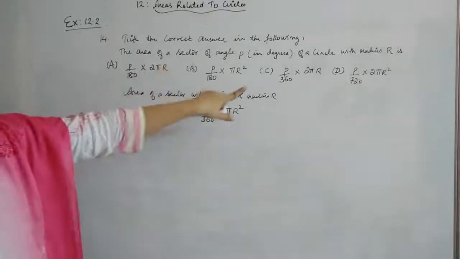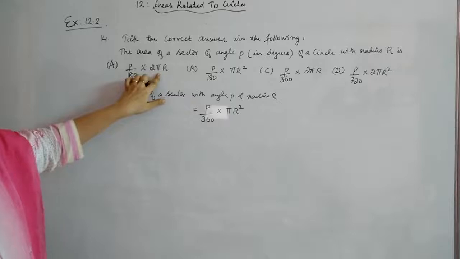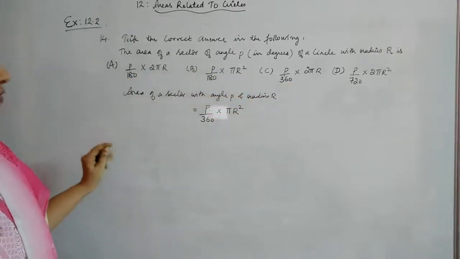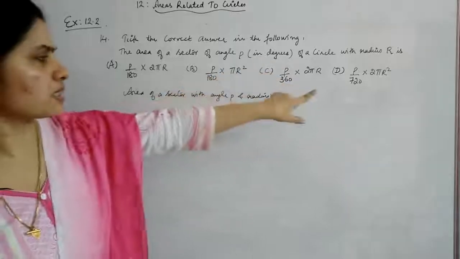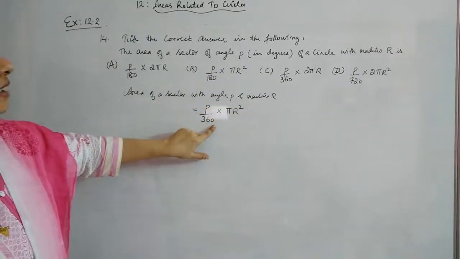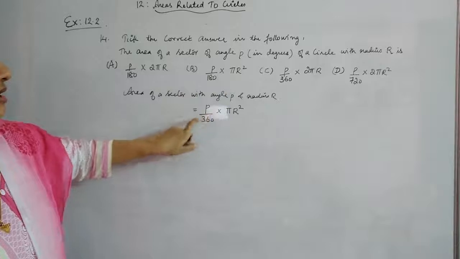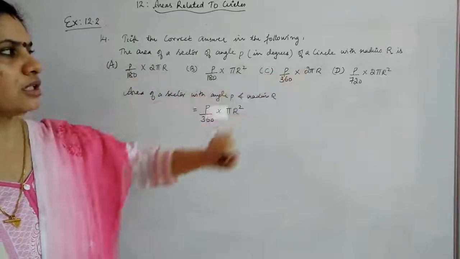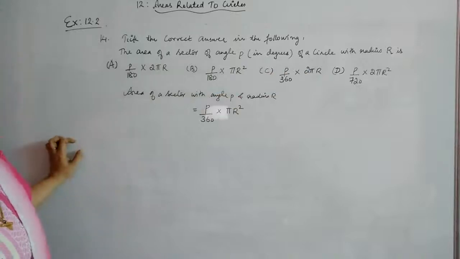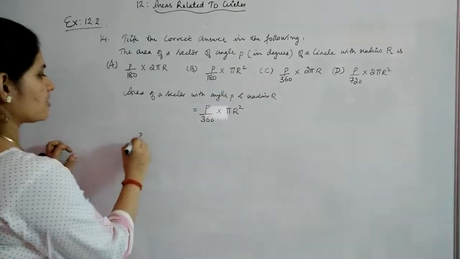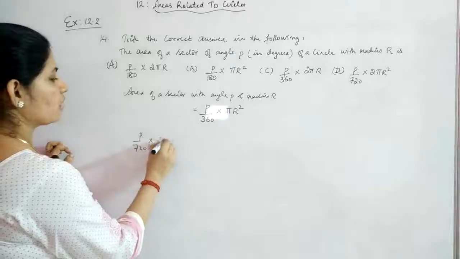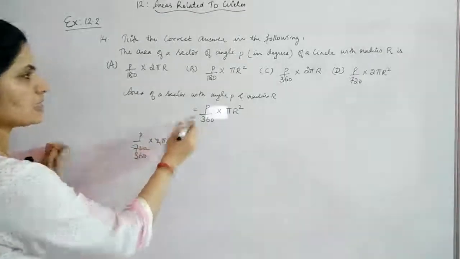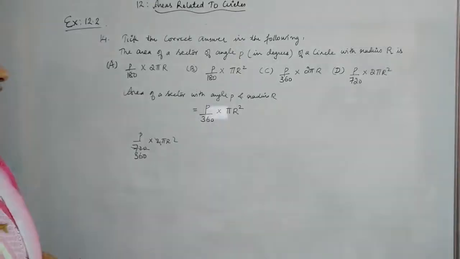But going for the options, you can just see that this is 2 pi R. 2 pi R option will not come in any way, it won't come. Now for these two options, when you match with this, pi R square is there, but here you have 360. So this is also not correct. So 3 options gone. For the last option, that is D, P by 720. It is P by 720 into 2 pi R square. That means I can cancel these two and this will give you 360. That means option D is the correct one.